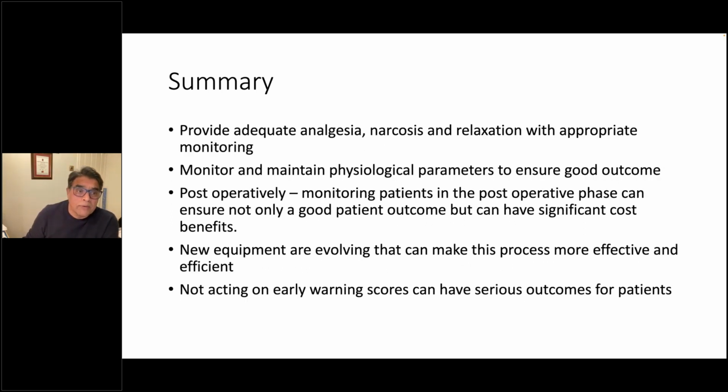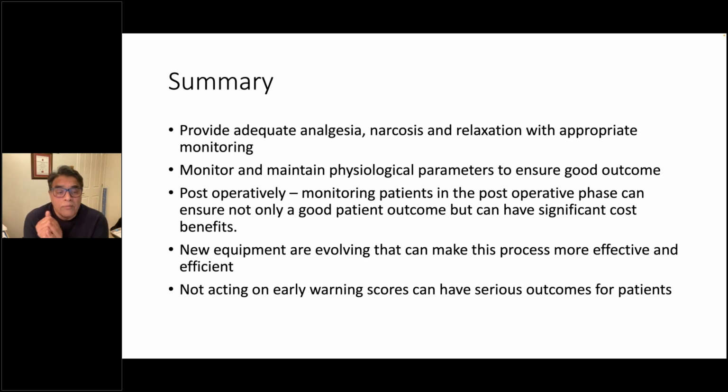When we heard from Andrew Kane, we talked about providing good monitoring, adequate analgesia, narcosis, and relaxation with appropriate monitoring, all these important aspects, the triad of anesthesia. Monitor and maintain physiological parameters to ensure good outcome, which means maintaining good mean arterial pressures so they do not end up with acute kidney injury.